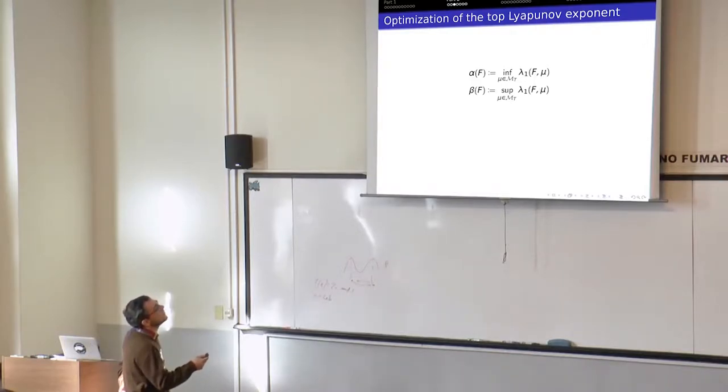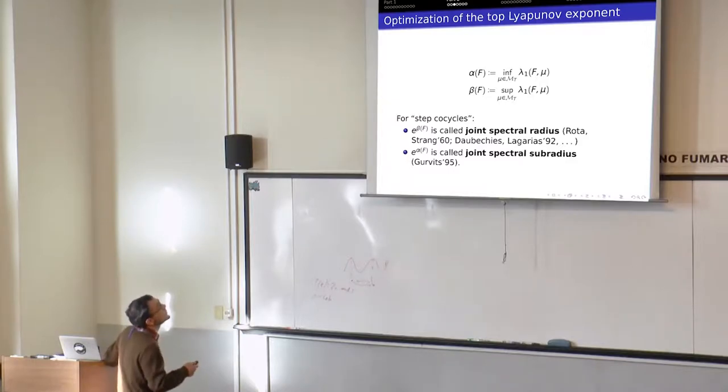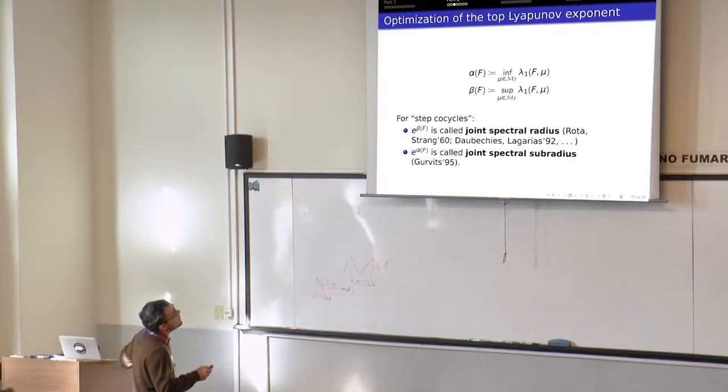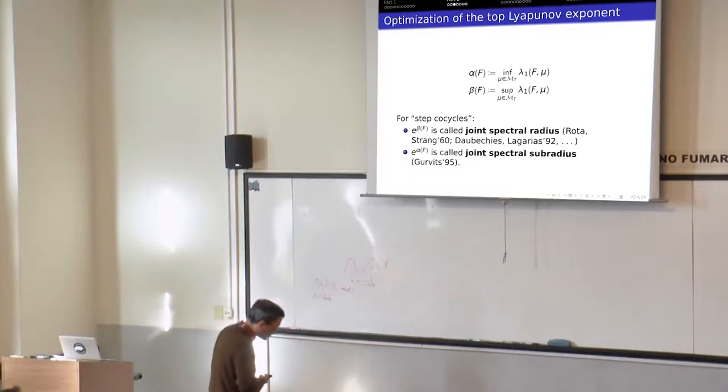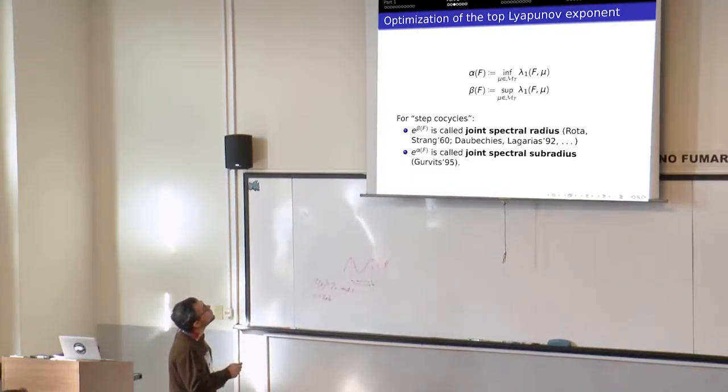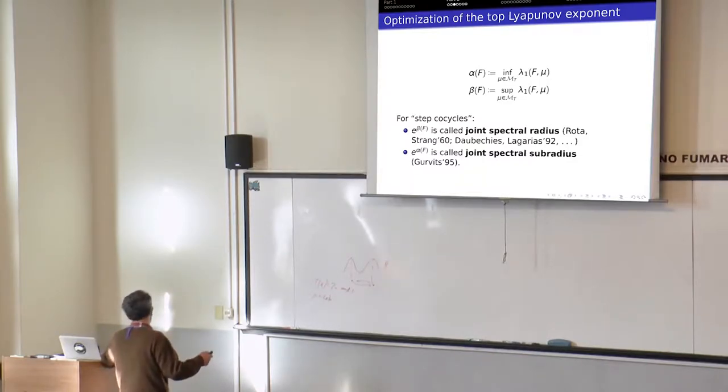Now you have the question: is this really a maximum or a minimum, are these infimum and supremum attained? Let's leave this for the next slide. This kind of thing has been studied before. It first appeared a long time ago, in 1960, in a more restricted situation, and it was called the joint spectral radius by Rota and Strang. Then in the 90s, lots of people started to study this again because of some applications to wavelets, and there are lots of engineering papers where you can find this. The other quantity, if you take the exponential of it, is called the joint spectral subradius. This is in a more restricted situation called step cocycles, which we will see later.